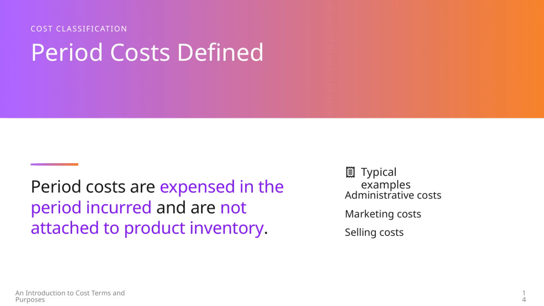Common examples include administrative costs, such as office salaries and utilities, marketing costs which cover advertising and promotions, and selling costs like the expenses related to distributing the product. Understanding period costs is important because they affect our financial statements differently than product costs, giving us clearer insight into the expenses associated with running the business rather than producing inventory.